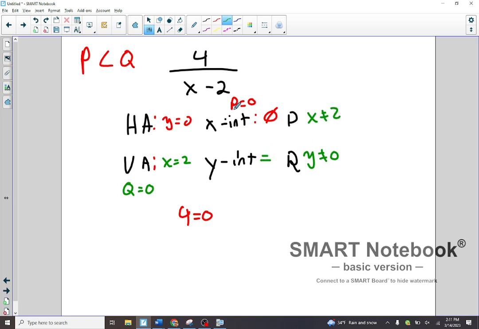Your y-intercept, you plug in 0. So you get 4 over 0 minus 2. So that's going to be negative 2. So your y-intercept is at negative 2.